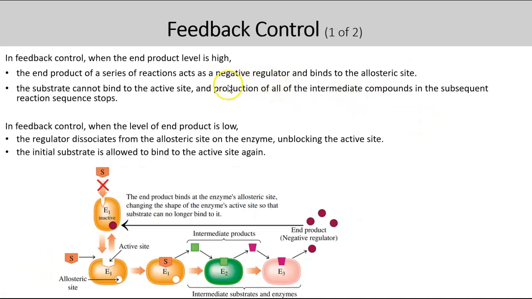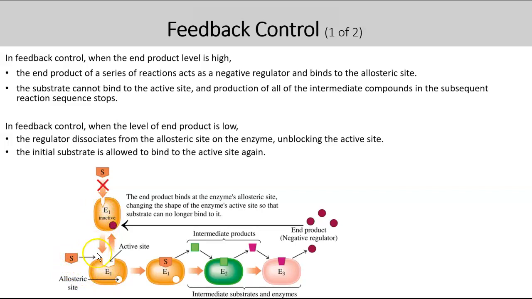Now we will see the second mechanism, feedback control. To explain this, I'm using this diagram here. So we'll try to understand this diagram first. The letter S is showing here the substrate, and this is the substrate molecule. And the enzyme is shown as E1 here, the initial enzyme.